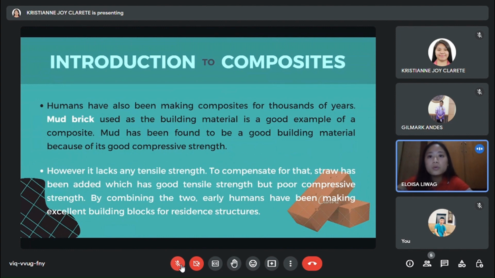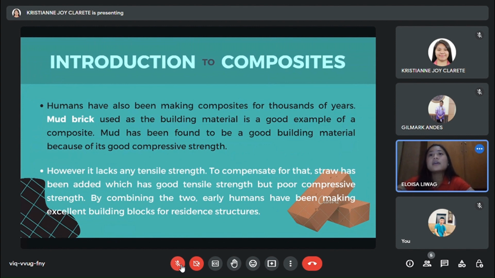Next, humans have also been making composites for thousands of years. Mud brick used as a building material is a good example of a composite. Mud has been found to be a good building material because of its good compressive strength. So, basahin ko na din to kasi connected sila. However, it lacks any tensile strength. To compensate for that, straw has been added, which has good tensile strength but poor compressive strength. By combining the two, early humans have been making excellent building blocks for residence structures. So ito naman, people have been making composites for many thousands of years.